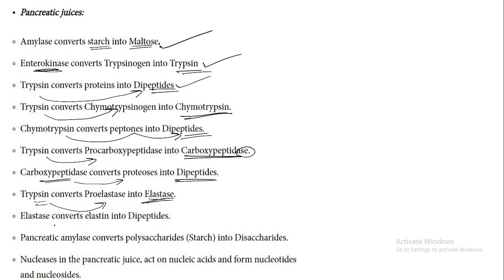Elastase now converts elastin into dipeptides. Elastin also is a type of protein. Pancreatic amylase converts polysaccharides into disaccharides, like maltose if it is starch. Nuclease in the pancreatic juice acts on the nucleic acids and forms nucleosides and nucleotides.